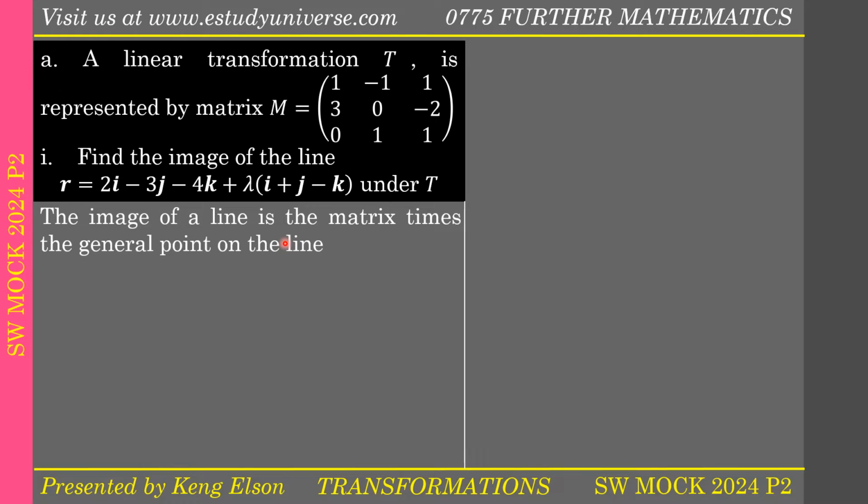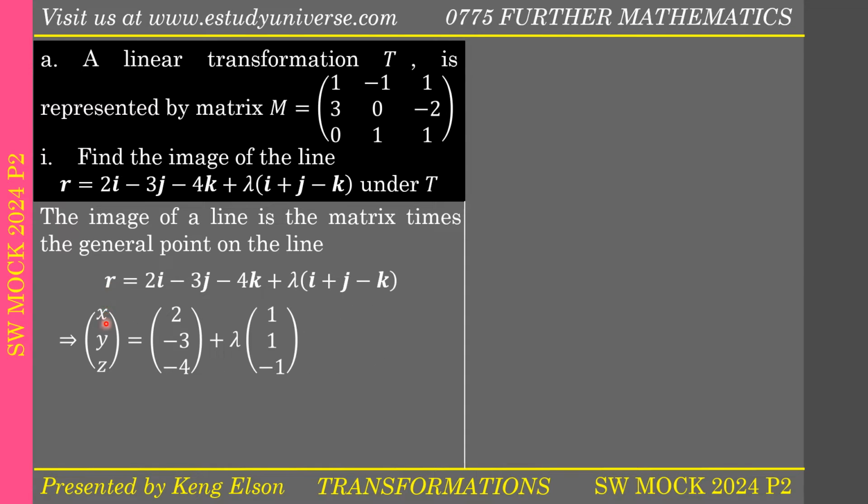So basically the image of a line is the matrix times the general point on the line. Now we need to get a general point on this line. This line is in space, so we need to get the parametric equations of the line. This is the line given to us. We start by writing these vectors in column form so that you can easily get a parametric equation.